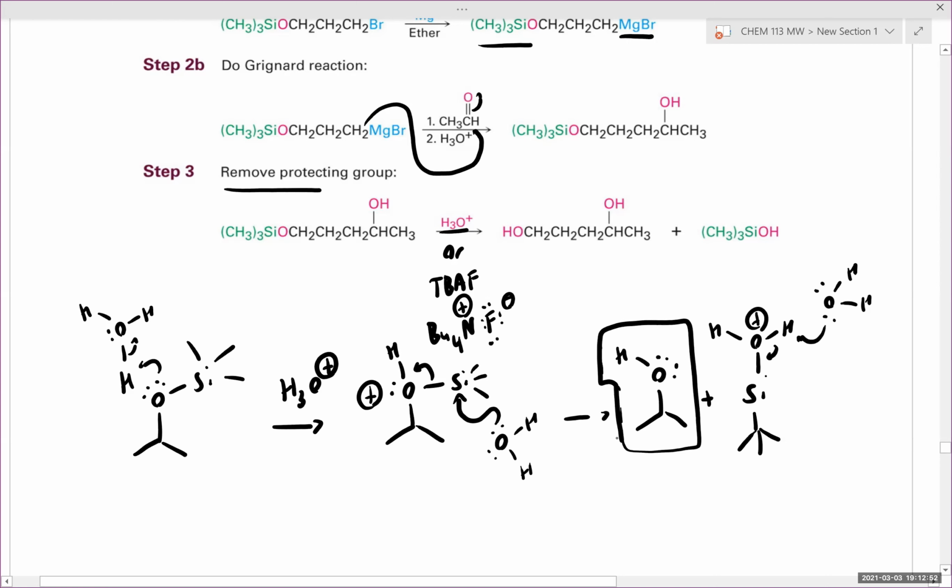Does this acid-catalyzed mechanism make sense for how we deprotect a trimethylsilyl group under acidic conditions? Does this mechanism make sense to everyone? So this is the acidic deprotection mechanism. Any questions so far?